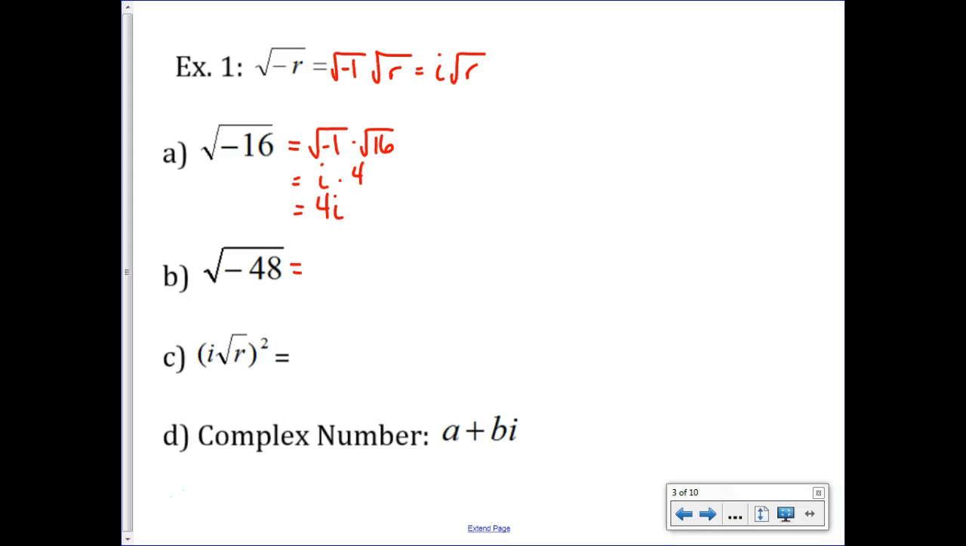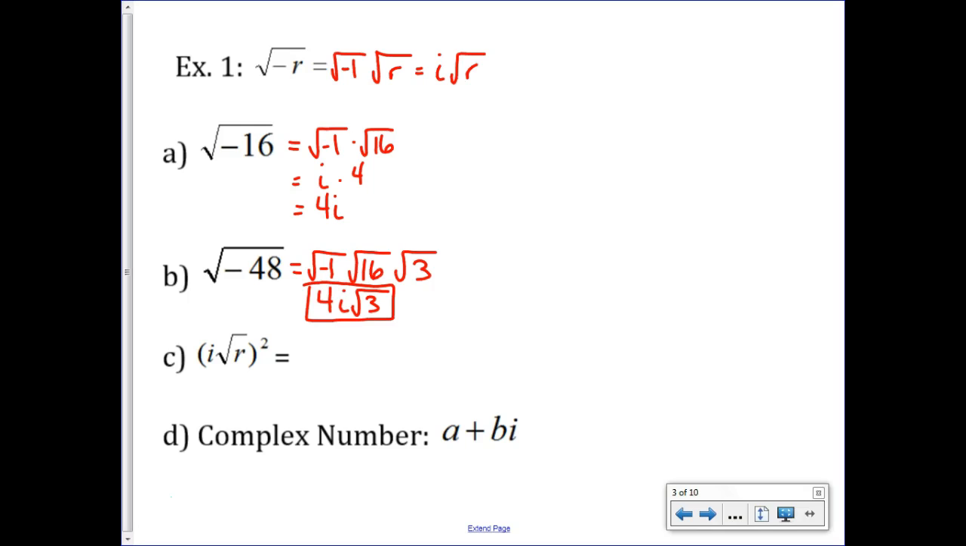The square root of -48, we can take out the square root of -1. And then I'm going to go ahead and pull out a perfect square of 16. And then I have a square root of 3 left over. So, like I said before, we're going to put that number out in front first, then i, and then we have radical 3 left over. So 4i radical 3.